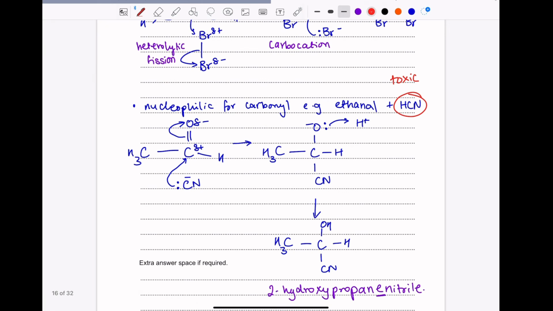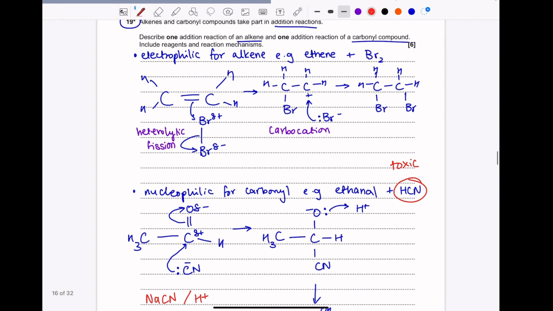So instead, something like sodium cyanide and acid would have been better, because it's safer to use. Sodium cyanide, being a salt, dissociates a lot more readily, so it's a lot faster as well. Again, not required to score the full 6 marks, but just good for you to know for other questions.